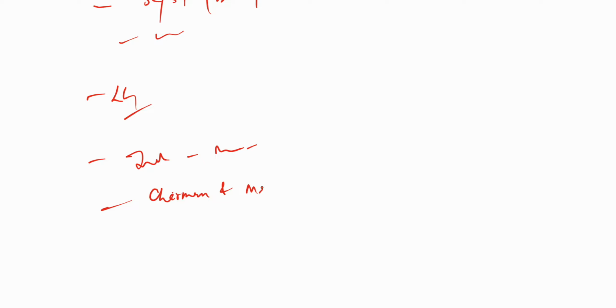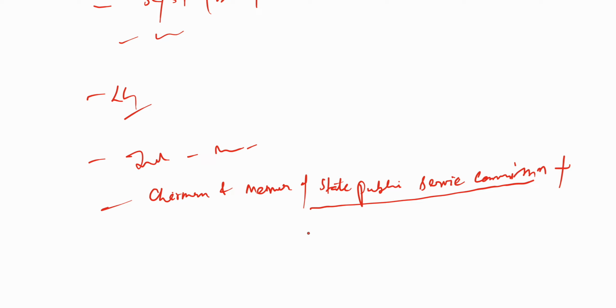Chairman and members of the state public service commission, plus unions also. He removes these. An important thing to note is that he does not appoint the members and chairman of the state public service commission, but he removes them. So this point you need to remember: the appointing authority is the governor, but the removing authority is the president of India.